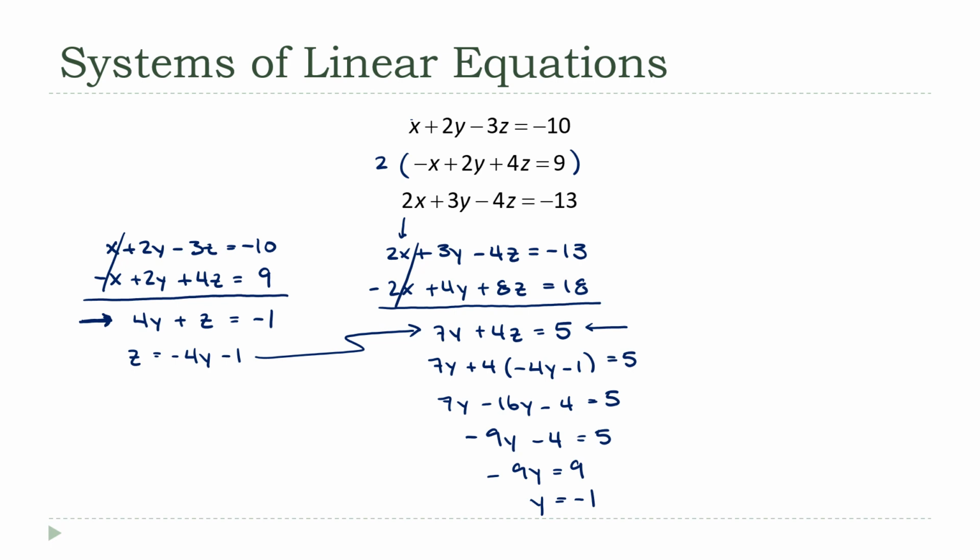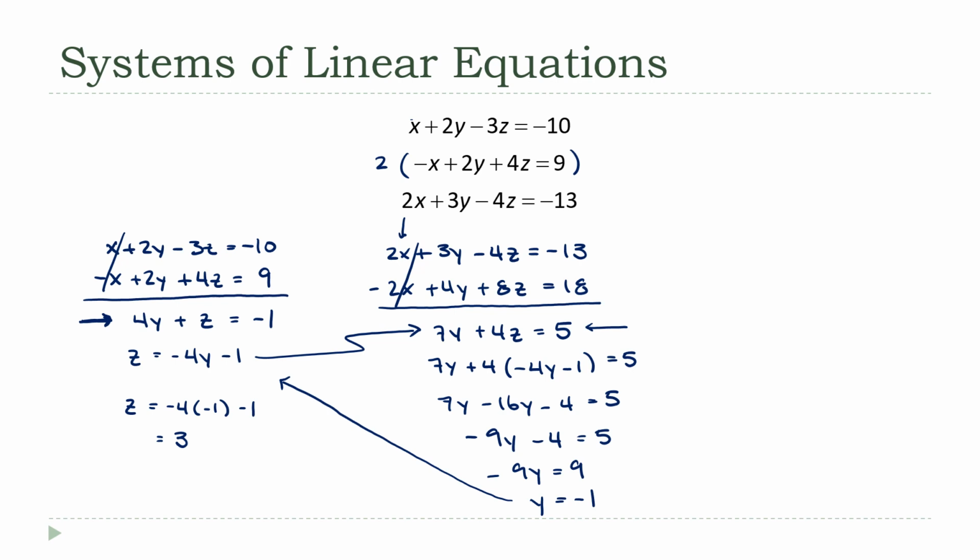And to find them, I'm going to do exactly what we did when we were doing this with 2 variables. I'm just going to start substituting back into the previous equations. So I'm going to take negative 1 and substitute it into here for y. This becomes z equals negative 4 times negative 1 minus 1. That's 4 minus 1. That's 3. Great. Now I have 2 of the 3 numbers that I need.